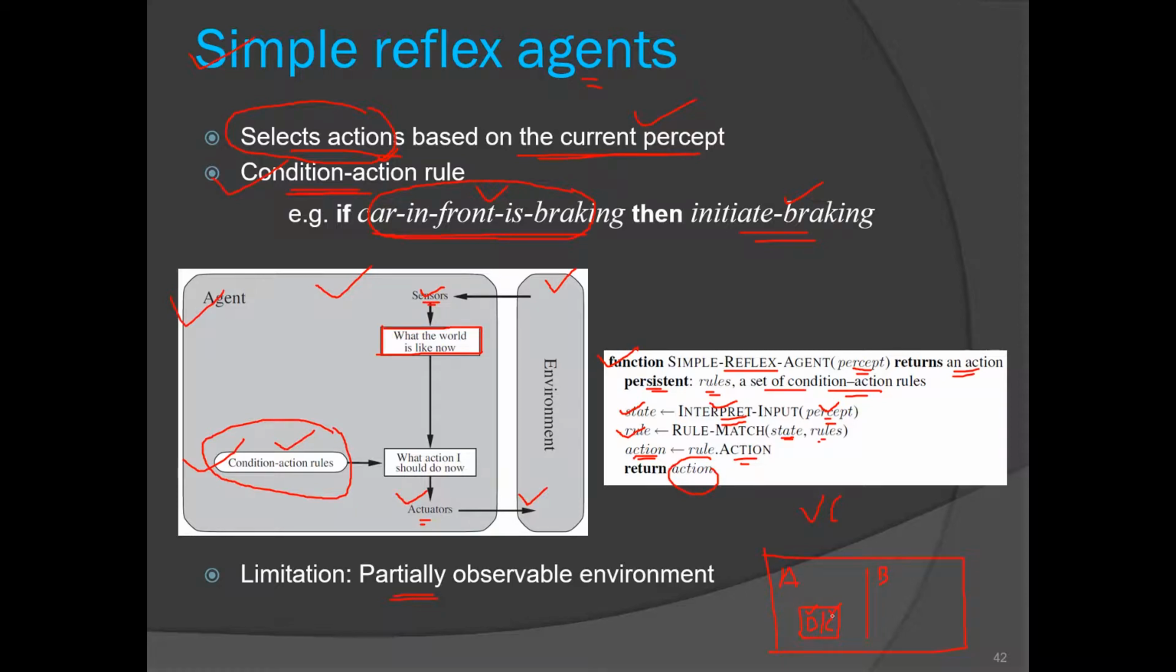Now if it issues the left command, it will hit the wall. If it issues a left command here, it may go into an infinite loop because it cannot move forward. Such a problem may arise if our agent is a simple reflex agent and the environment is partially observable. So this is the limitation of our simple reflex agent. It cannot work in a partially observable environment.